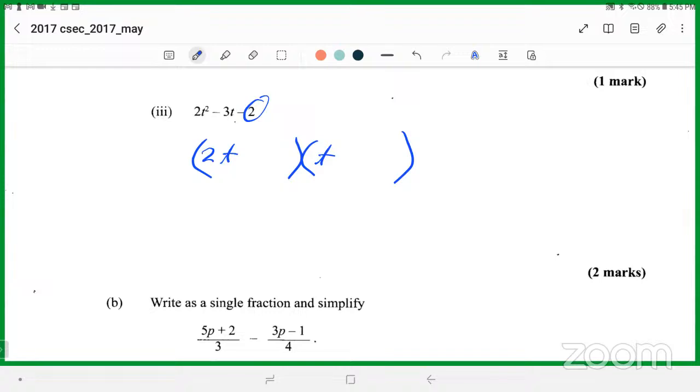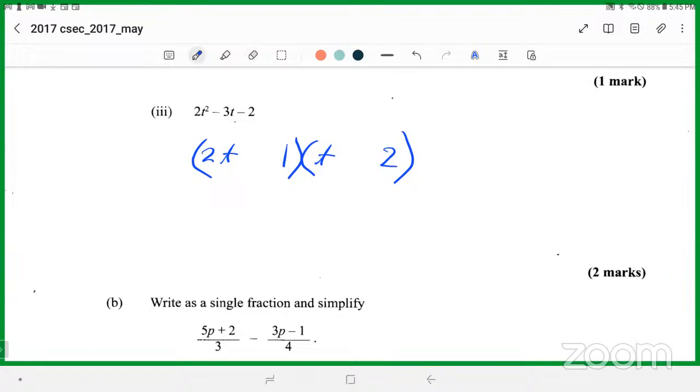Now because I see this 3 right here, and this minus tells me that it is the difference between the far product and the near product that gives me the middle term, the difference. So if the difference is 3, I need to put 2 with 2 over here and 1 there. So this is now 4t and this is 1t. The difference between 4t and 1t is 3t. So they are positioned in the right place.